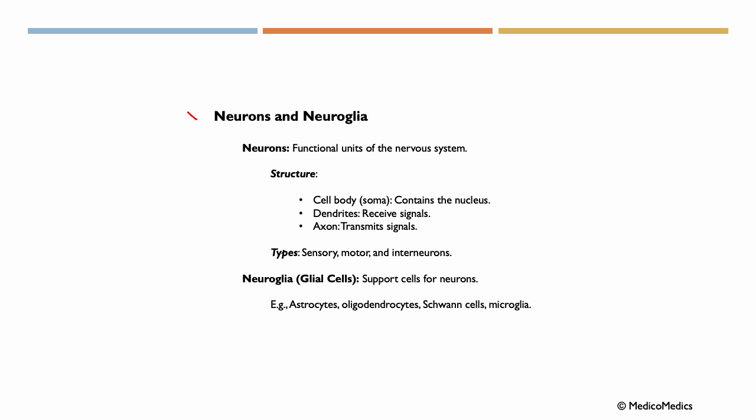Some other concepts include neurons and neuroglia. So neurons are the functional units of the nervous system. What is its structure? Well, it has a cell body, also called soma. This contains the nucleus. You will find dendrites. These receive signals. And you will find axons. These transmit signals.